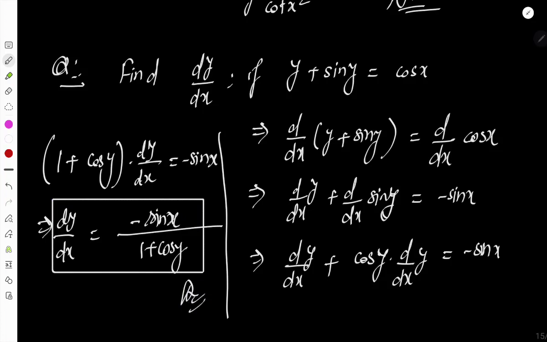If you want to change into the half angle formula, then you can change, otherwise you can leave it here only. Yeah, one more thing: y cannot be equal to what? y cannot be equal to an odd multiple of pi, (2n plus 1) pi. Otherwise, it will not be defined. Correct or not? Okay, let's see.